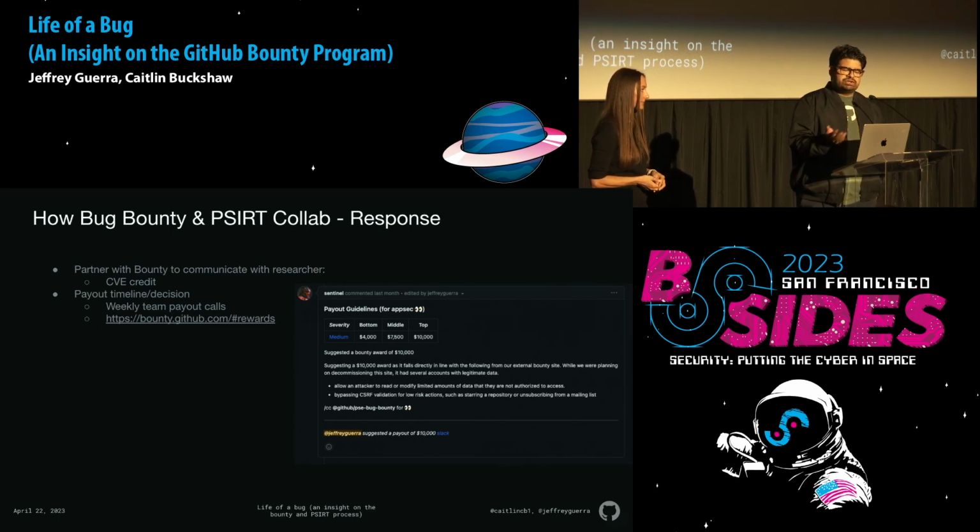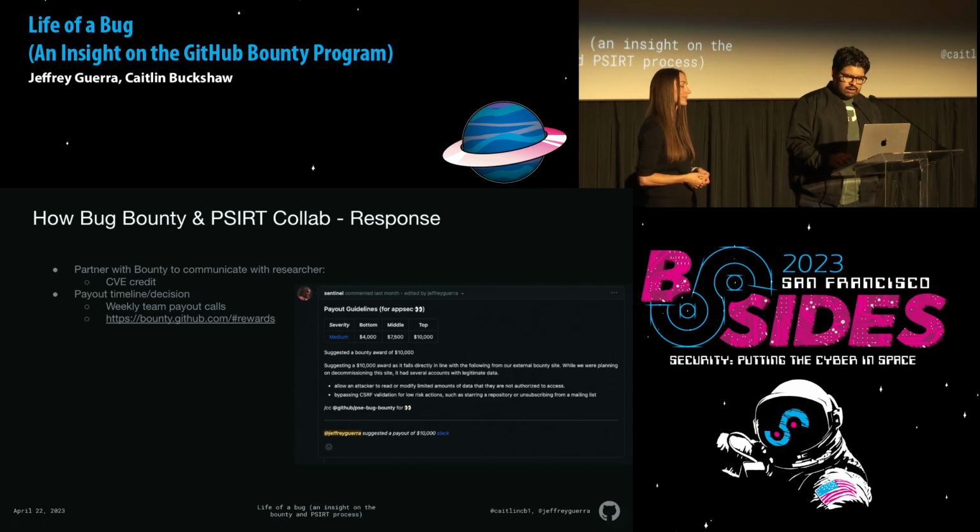At the same time, we're also getting together in the background and deciding what the payout should be, which is a very transparent, consistent process. The bounty person who had it from the beginning will pitch and suggest a payout based on our external and public severity payout guidelines. In this case, we suggested 10K, because this is what it falls under based on our external site. And this is what we've paid out in the past for this type of IDOR. And then we also talk about the impact and all that.